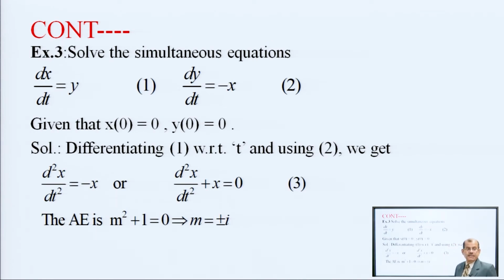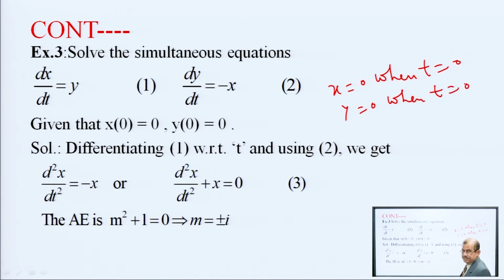Solve the simultaneous equation dx by dt is equal to y and dy by dt is equal to minus x. Given that x 0 is equal to 0 and y 0 is equal to 0, means x is equal to 0 when t is equal to 0 and y is equal to 0 when t is equal to 0.